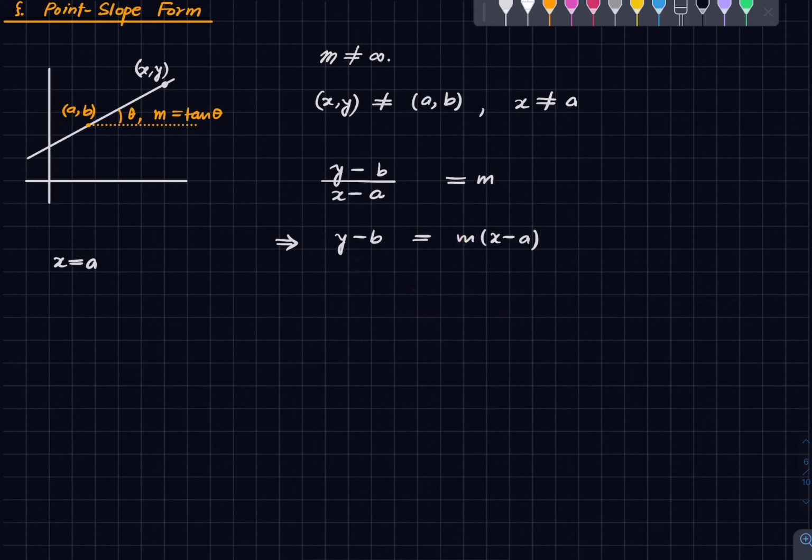The proper reasoning is to make two separate cases: that m is not infinity, in which case you can do all this, and separately, if m is infinity, then you just straight away write down the equation of the line, x equals a, simply because all the points of the line must satisfy this, and if a point satisfies this, it will be on the line. So that's a separate exercise. Okay.